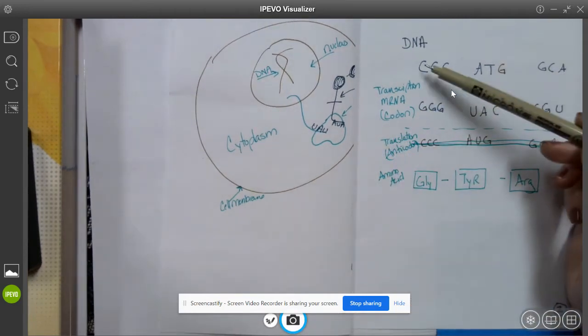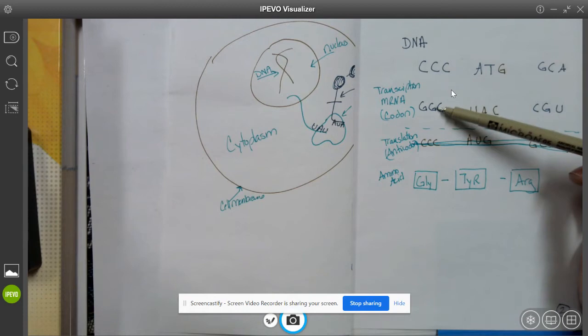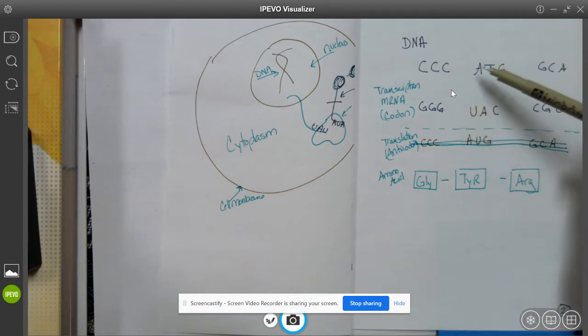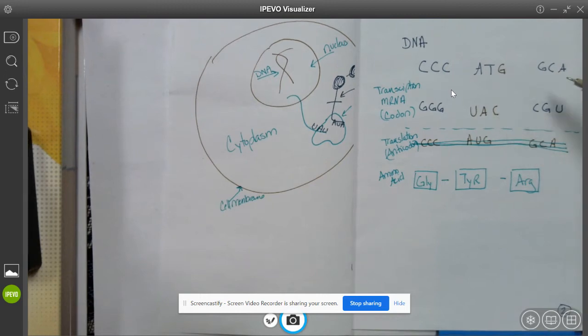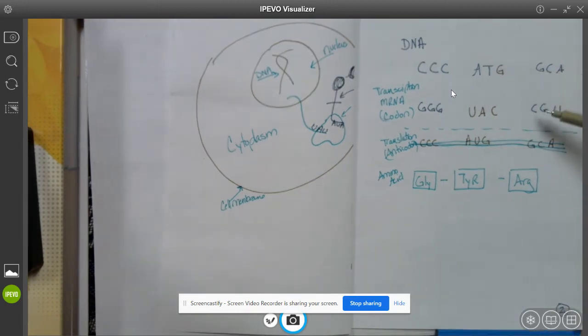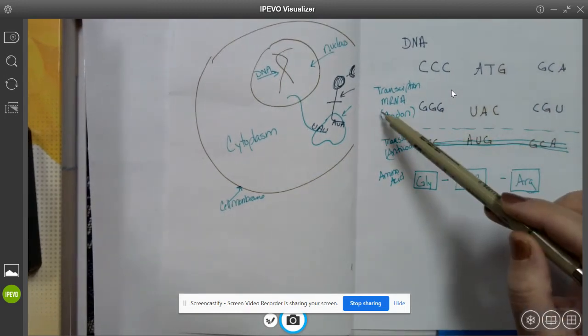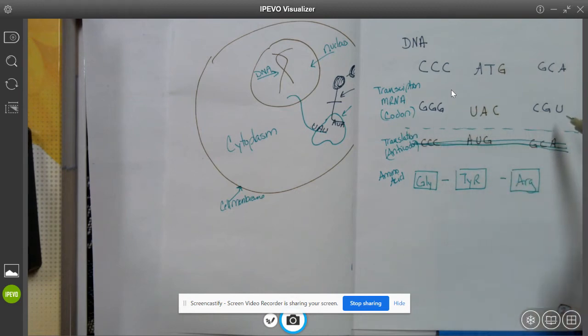Okay. So C turns into a G, C turns into a G, C turns into a G. A to U, T to A, G to C, G to C, C to G, A to U. That's our messenger RNA strand. This is the information that we use to figure out which amino acid comes over.